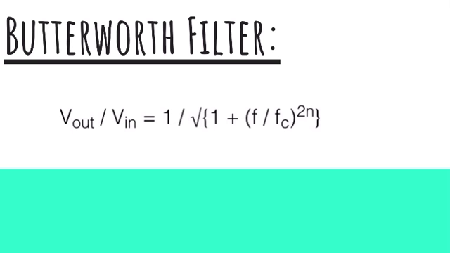The amplitude response of the nth order Butterworth filter is given by this equation. This is the equation for the nth order Butterworth filter, where n is the number of poles in the circuit. As the value of n increases, the flatness of the filter response also increases. Here F is the operating frequency of the circuit and Fc is the center frequency or cutoff frequency of the circuit.